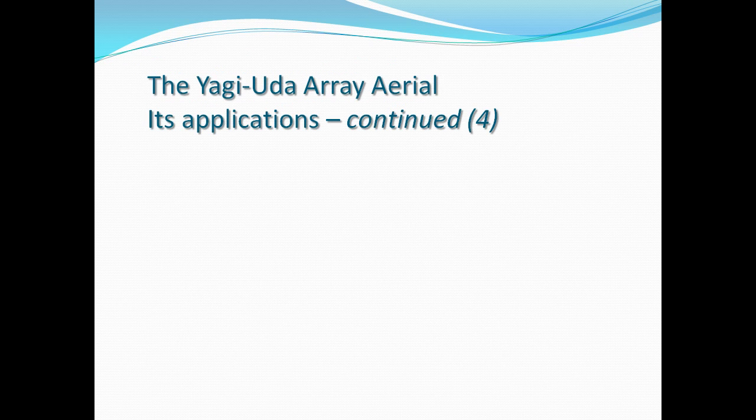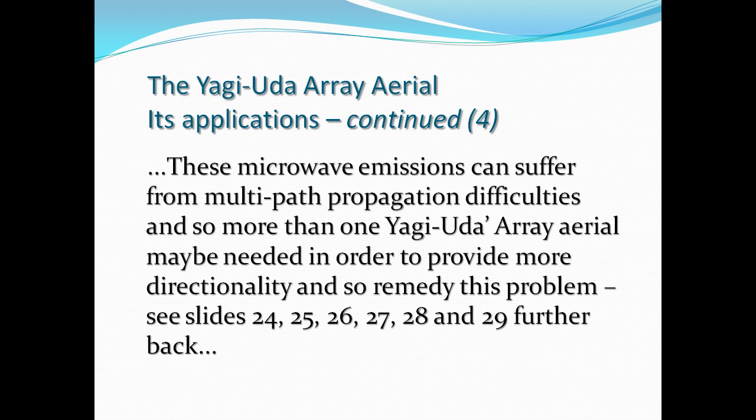The Yagi-Uda array aerial, its applications continued. These microwave emissions that have been referred to can suffer from multipath propagation difficulties because of their very short wavelengths of the order of centimeters, and so more than one Yagi-Uda array aerial may be needed in order to provide more directionality and so remedy this problem, which would cause phase addition and phase cancellation of the received signals. You want a more directional aerial to eliminate the so-called multiple path and just focus on the direct path from the transmission site.